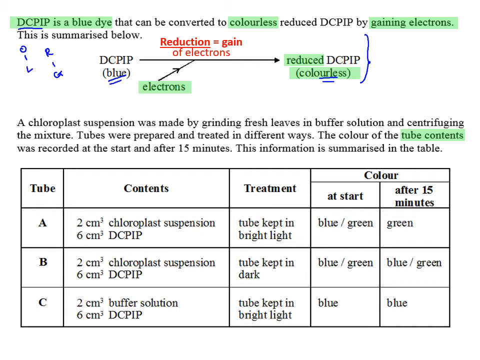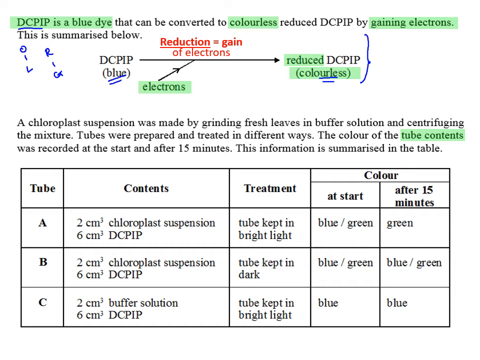And it says a chloroplast suspension was made by grinding fresh leaves in buffer solution and then centrifuging the mixture. And this allows the chloroplasts to be separated and then extracted. The tubes were then prepared and treated in different ways. The colour of the tube contents was recorded at the start and after 15 minutes, once DCPIP had been added at the start. This information is summarised in the table.